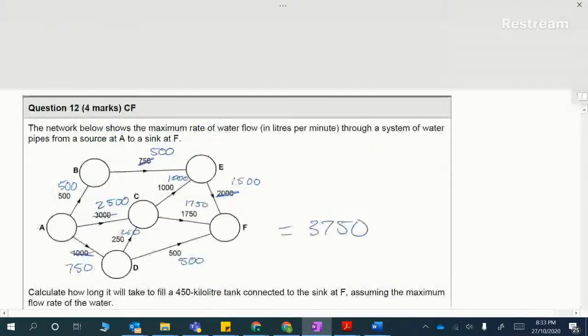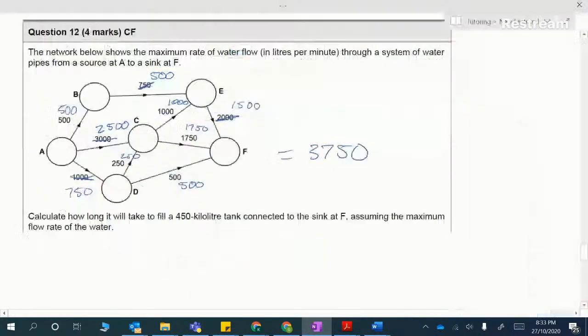Now, if you did the min cut method, it would look like that. That would be the min cut there. Okay, how did we go? Hopefully you did one or the other or both and got that capacity.